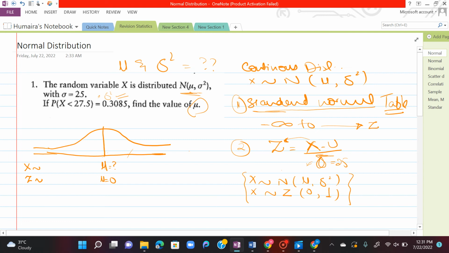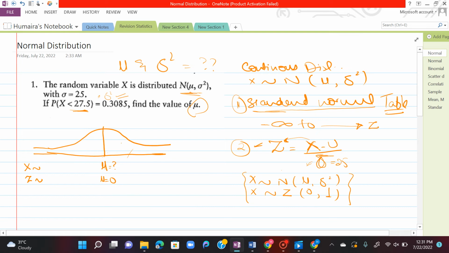You just need to remember that this formula you have to use in every step, and the sketching is a must. Without sketching you cannot solve the question. You can, but then you have to do everything mentally, so it's much better if you do this sketching. Now, x less than 27.5, this is the value of x, and the probability is 0.3085.